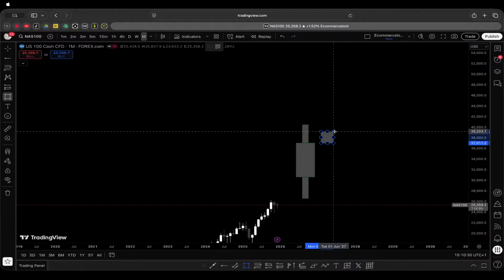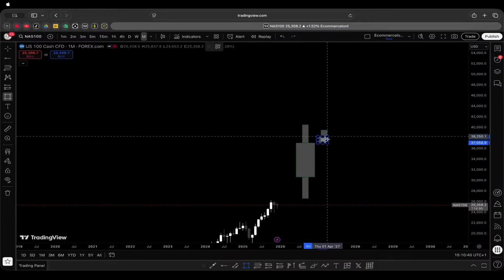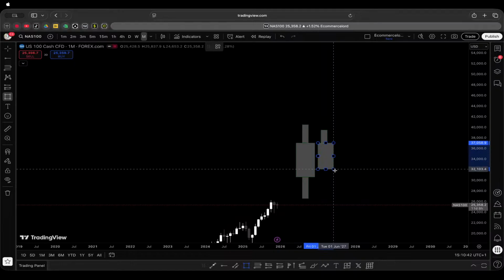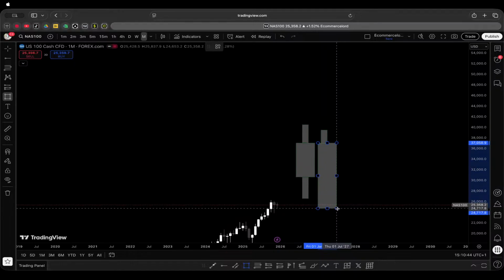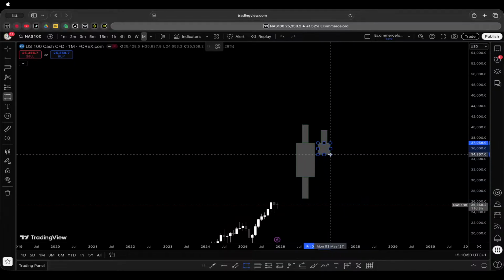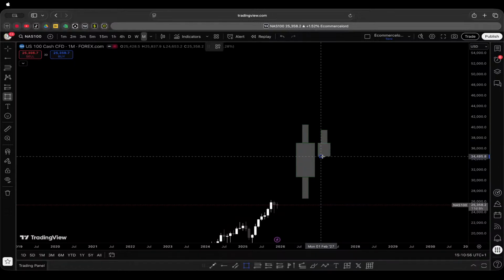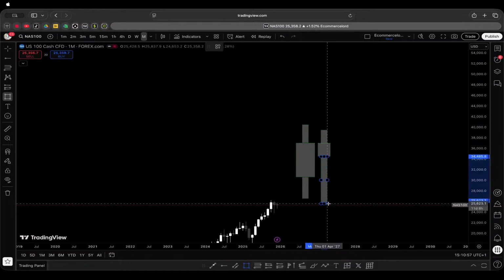They just managed to create a wick that is halfway up. After creating this wick, it came back down, boom, boom, boom, all the way down, took out this low, creating this lower wick, and then came back and closed in the middle around here, leaving this as a wick.